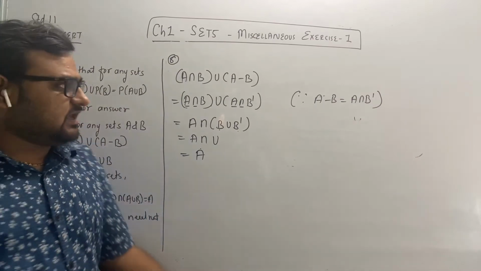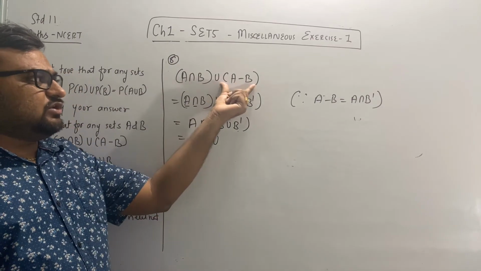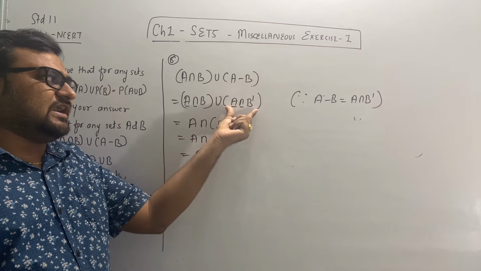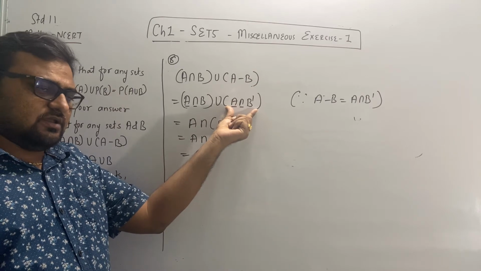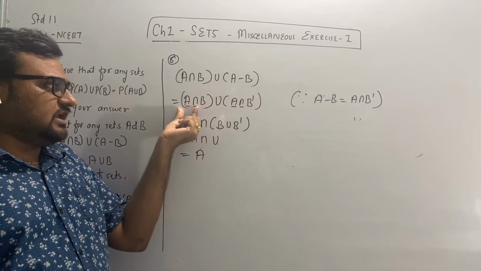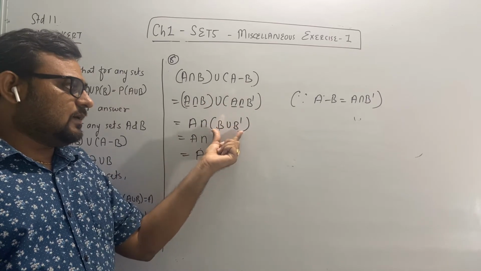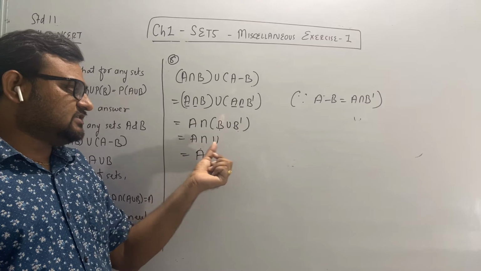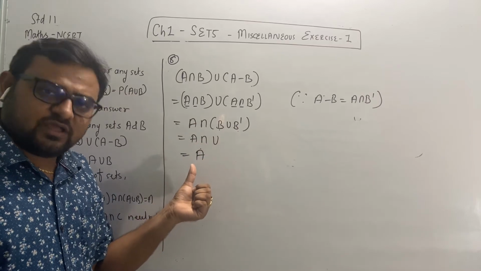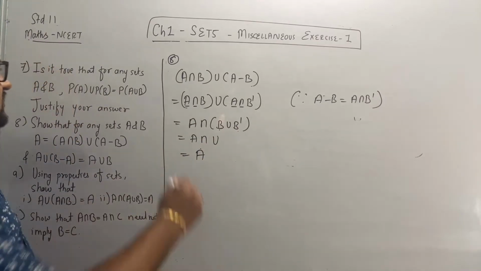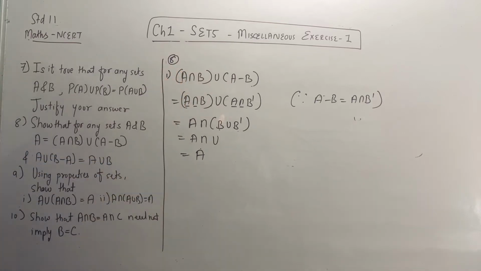I'm repeating once again. A intersection B union A minus B, I can write as A intersection B union B complement, using the law of distribution. B union B complement is U. So A intersection U will be equal to A. Clear? So note down this first part.